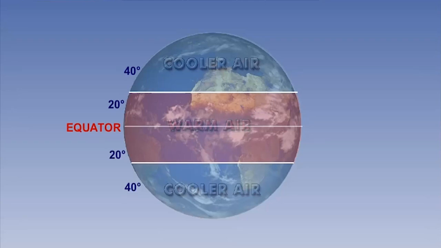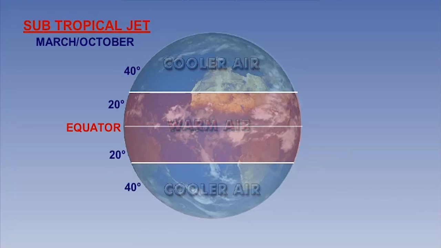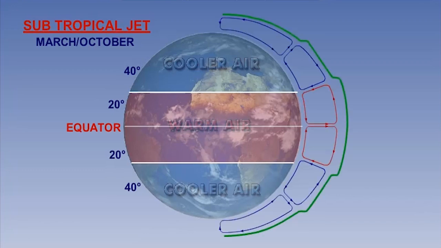The first of these jet streams is called the subtropical jet. We know it's created by massive temperature differences, but what is the cause of this temperature difference? If you remember from earlier lessons, we identified large global circulations of air.